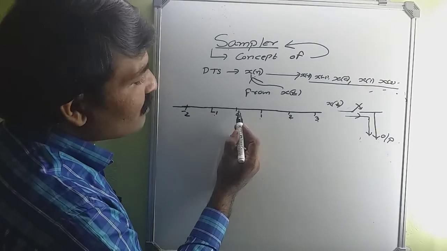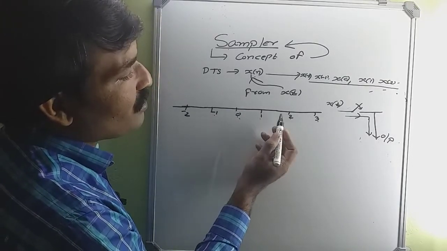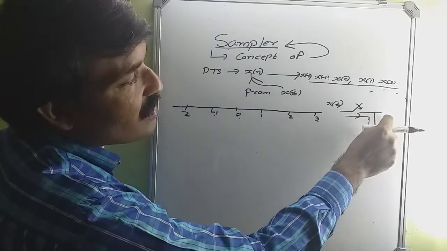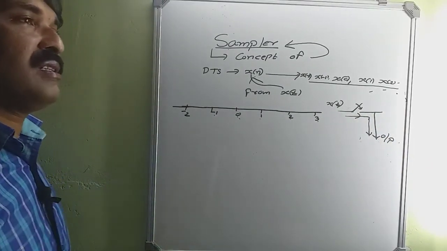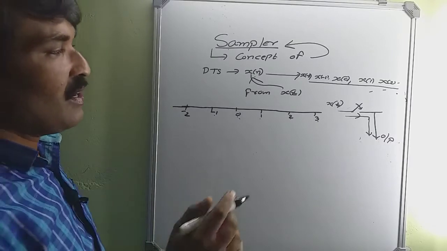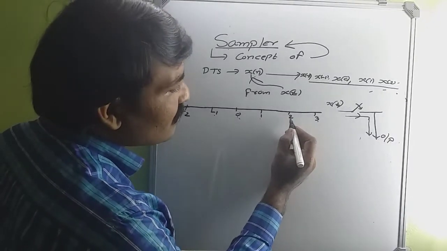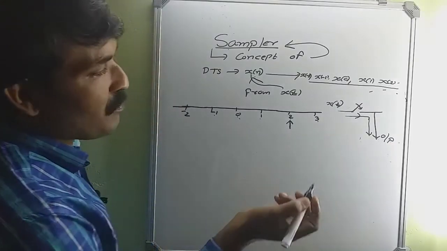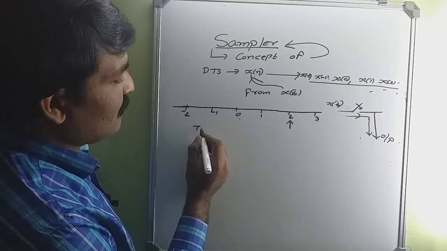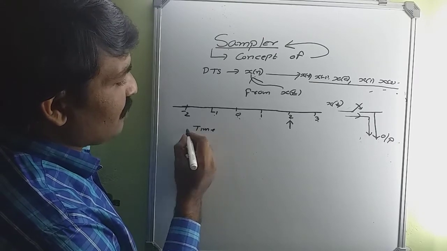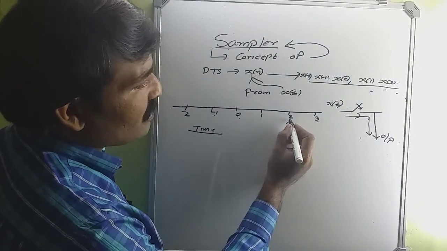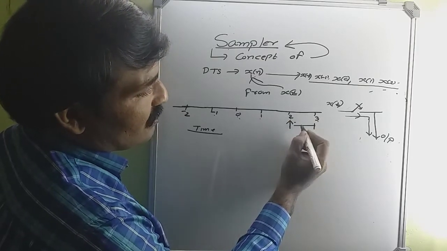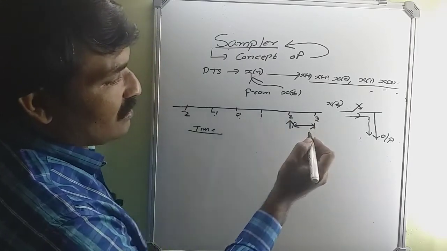For the time in between 0 and 1, 1 to 2, 2 to 3, etc., the sampler remains open and we don't get any output. Now consider this point 2, randomly taking a point 2. I am considering the interval in between 2 and 3.